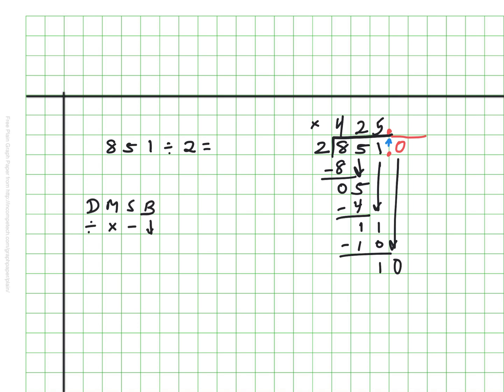And 2 does go into 10, and it goes in 5 times. And 5 times 2 is 10. And now there's nothing left over, and I don't need to bring anything else down, right? And now my number is complete. So my quotient is 425 and a half, or 5/10, or 0.5. And again, I was trying to be really careful using my grid lines to help me stay organized.